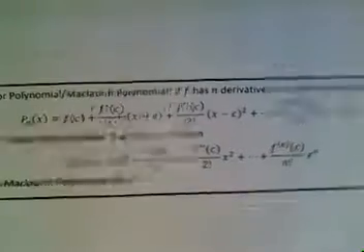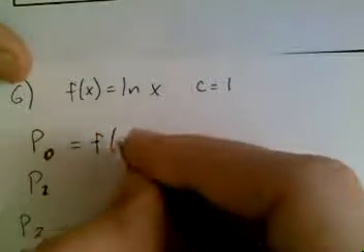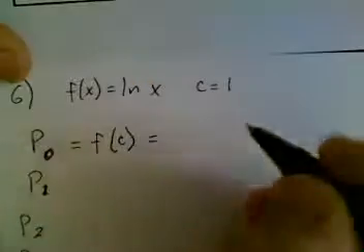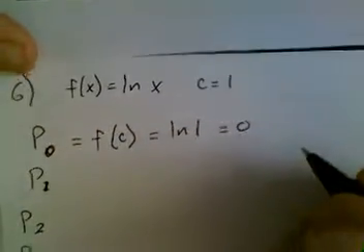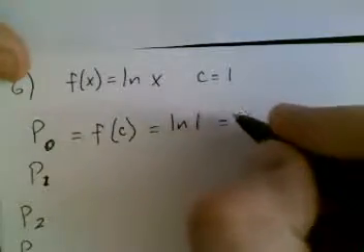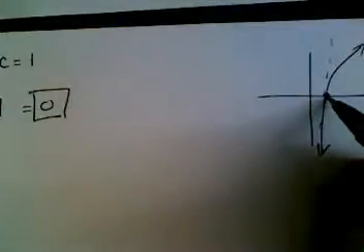Okay. So, what I'm going to do here is go very carefully. P sub 0 is supposed to be equal to simply f of c. Okay, what is f of c? Well, that's equal to the natural log of 1, which is just 0. So P sub 0 is 0, because natural log of 1 is 0.